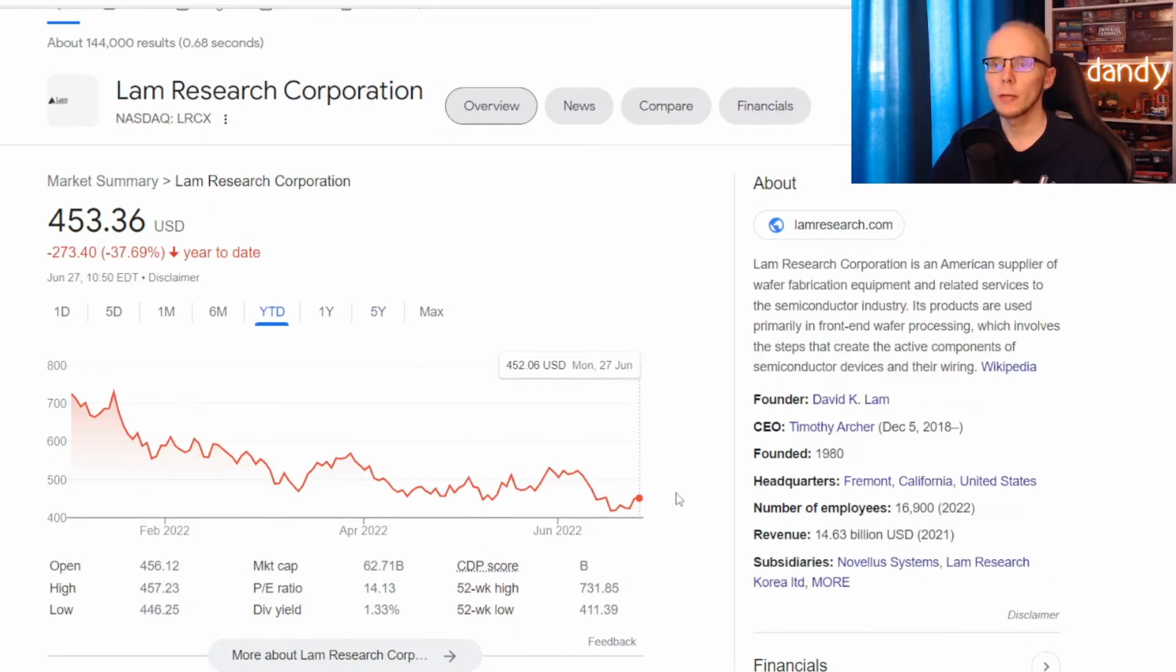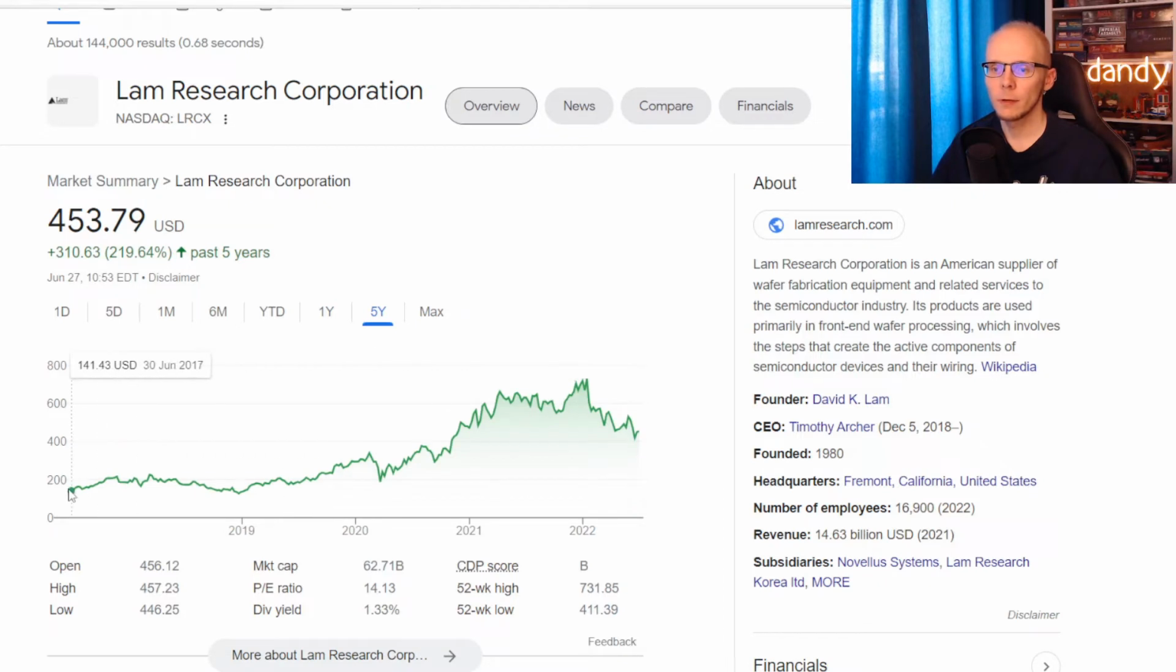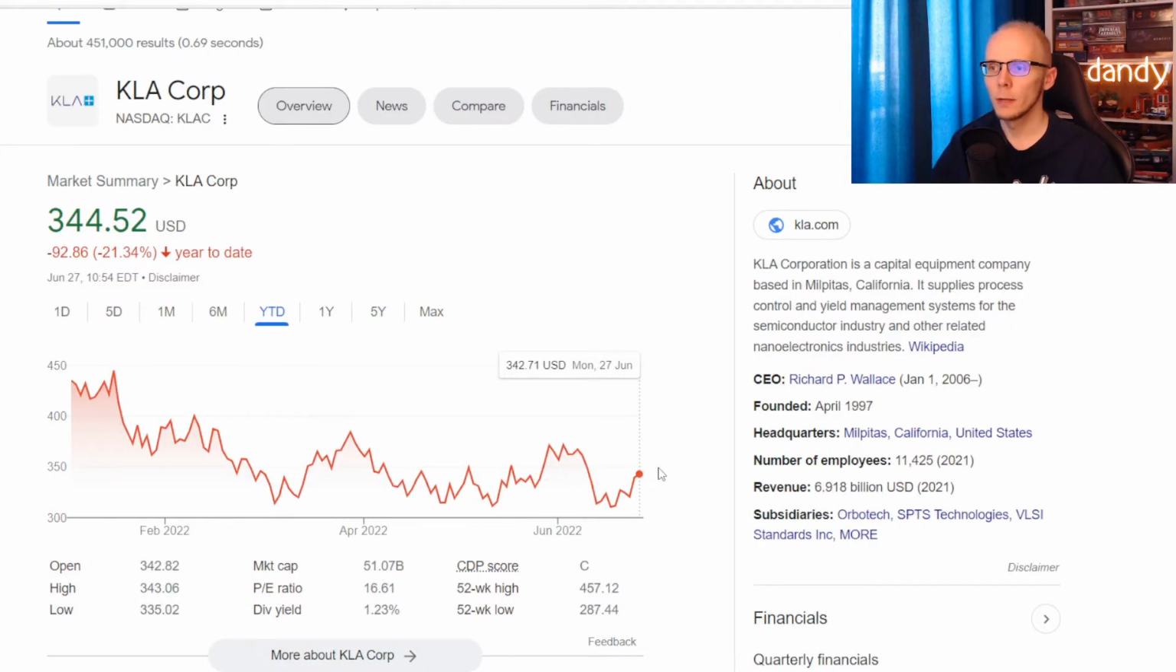And second being Lam Research, ticker symbol LRCX. Similarly, year to date, the stock is down 37.69%. In 1 year, the price is lower by 30.13%. And in the last 5 years, the stock went from $104 in 2017, up almost 220% in 5 years, to over $450 per share. Market cap is a bit lower than Applied Materials, now at $62.71 billion, and their annual dividend yield is higher at 1.33%.